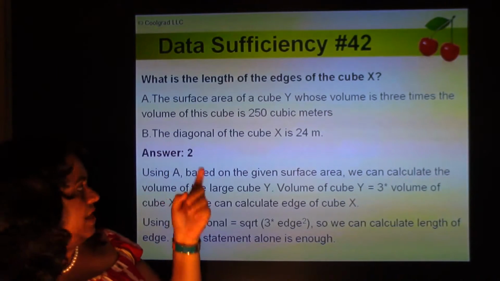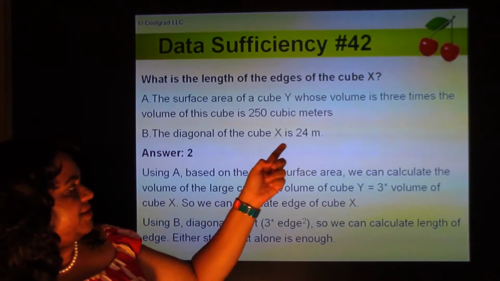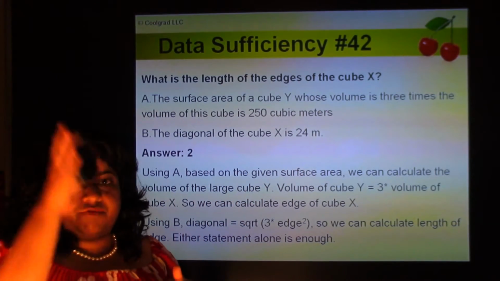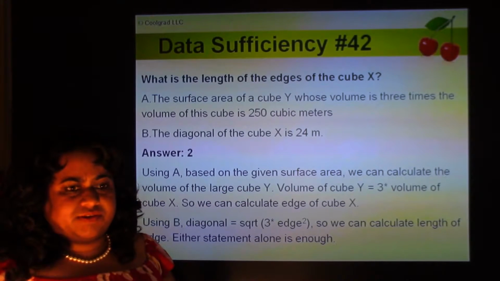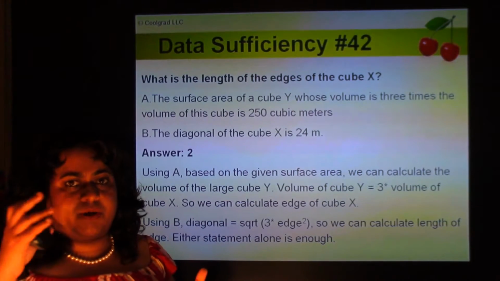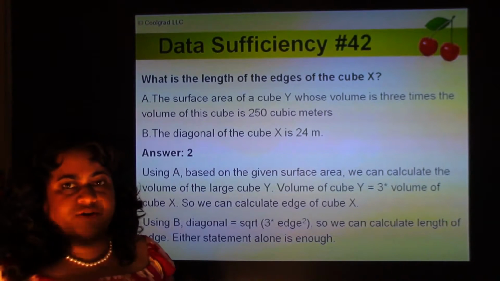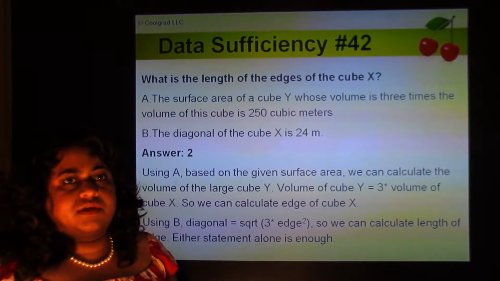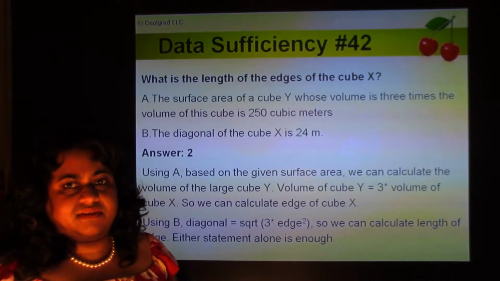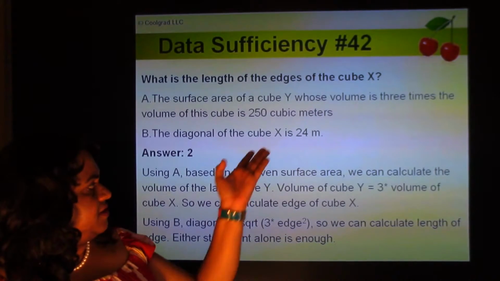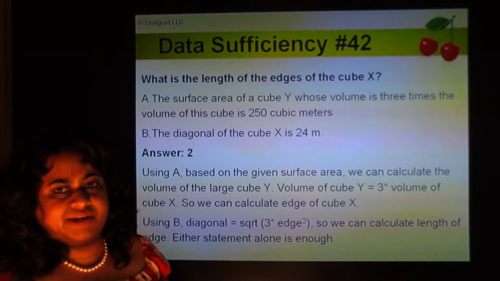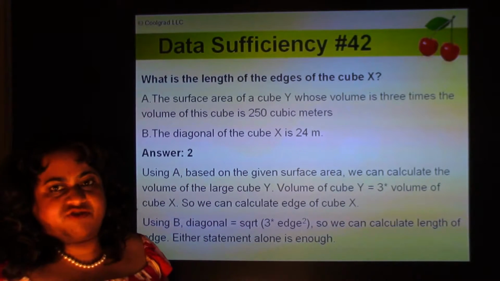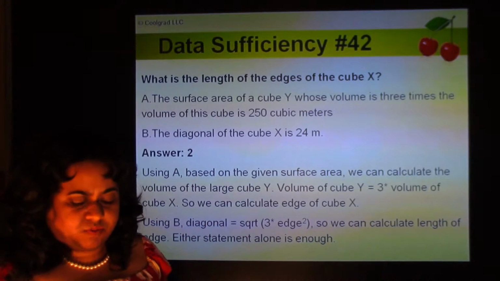Using statement B alone, the diagonal of the cube X is 24 meters. So the diagonal of a cube, what is it? It's x squared plus x squared plus x squared, that's 3x squared, and you take the square root of that. So it's square root of 3 times x. So that is 24 meters. So directly you can calculate x. So either statement alone is sufficient. So we pick option 2.